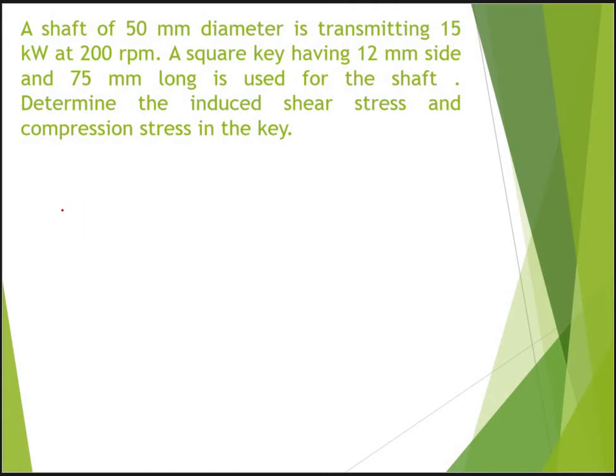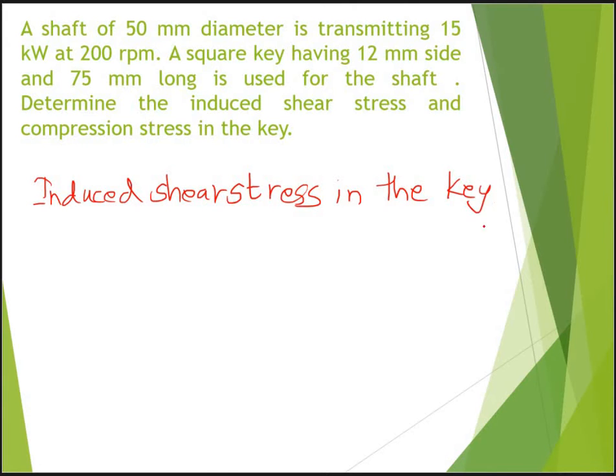So we have the expressions for finding induced shear stress and crushing stress. Induced shear stress in the key, tau Ki is equal to 2 T max divided by LWD, where L is the length, W is the width of the key, D is the diameter of the shaft.